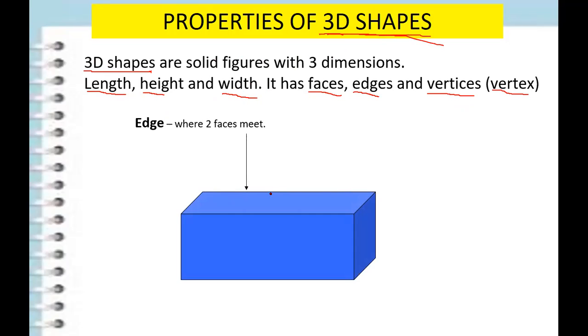This line over here, we call it an edge. We have a face, and the opposite side is another face. This is the edge, the face and another face. So these 2 faces meet because of the edge. It is where one face and the second face meet.